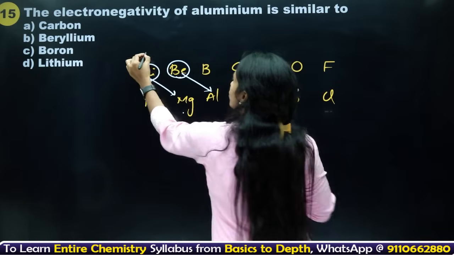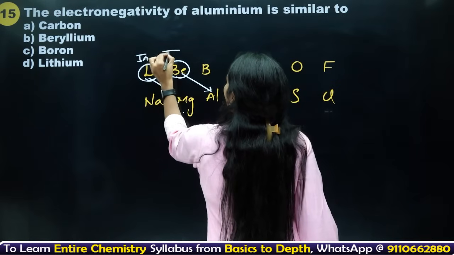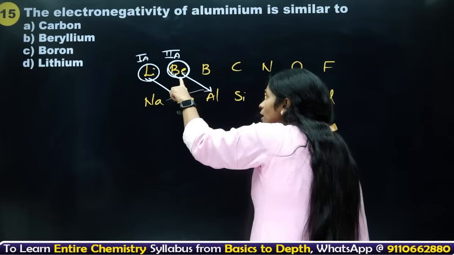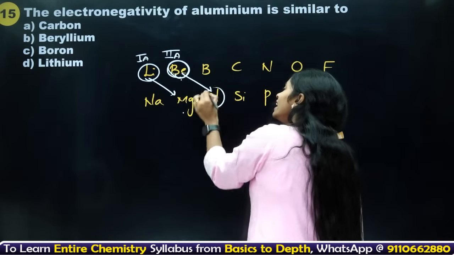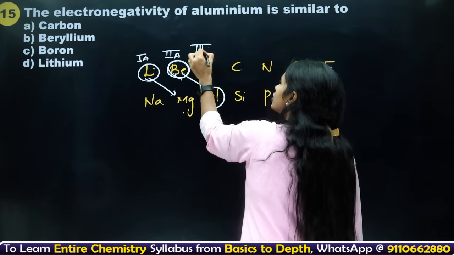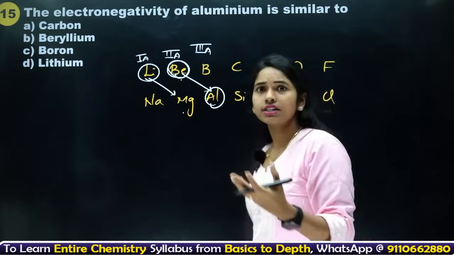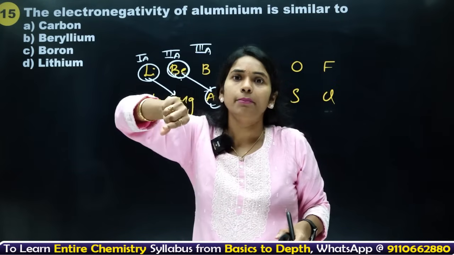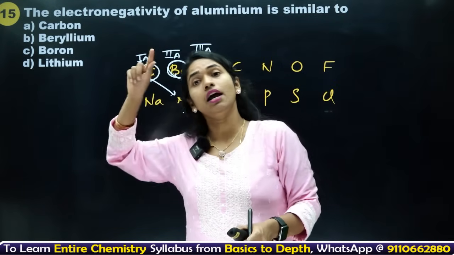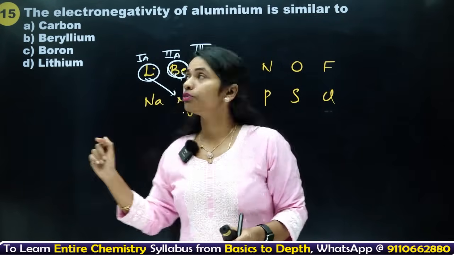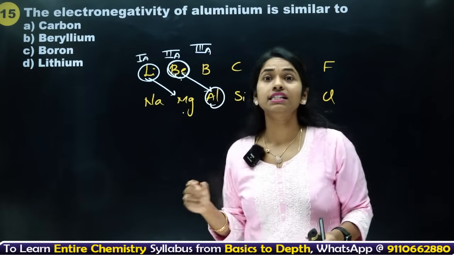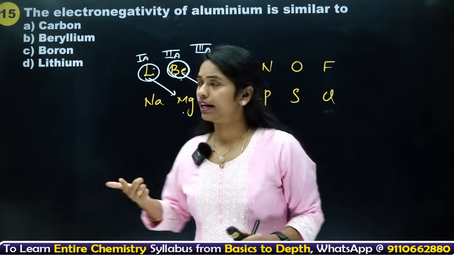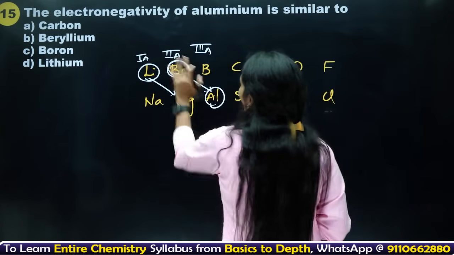Actually, this is 1A, this is 2A. The first element of 2A shows similar properties with the second element of the third group, 3A. Actually, elements of the same family should show similar properties, but here one element of a family shows similar properties with an element of the other family. So this nature is called a diagonal relationship. What is this nature? Tell me. Diagonal relationship. So here, how much is the electronegativity?